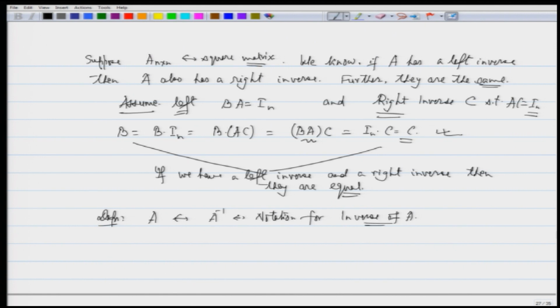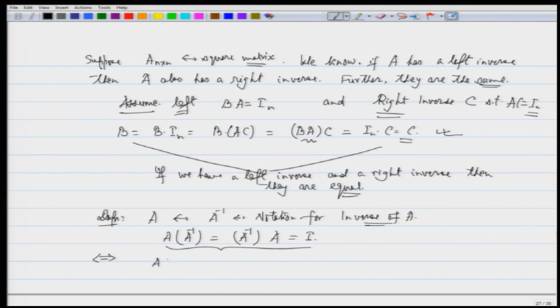Is that okay? Now, how does it behave with respect to transpose? So, what we are saying here is that A times A inverse is A inverse times A is identity. Fine. So, from here I can also conclude that. So, let us take transpose on both the sides.